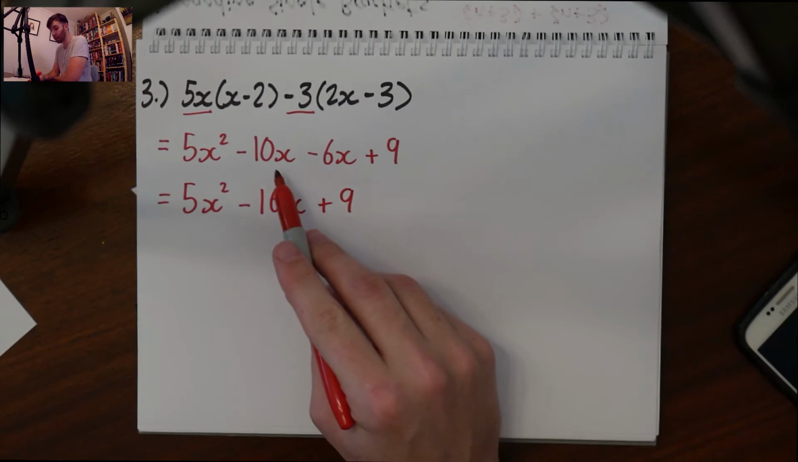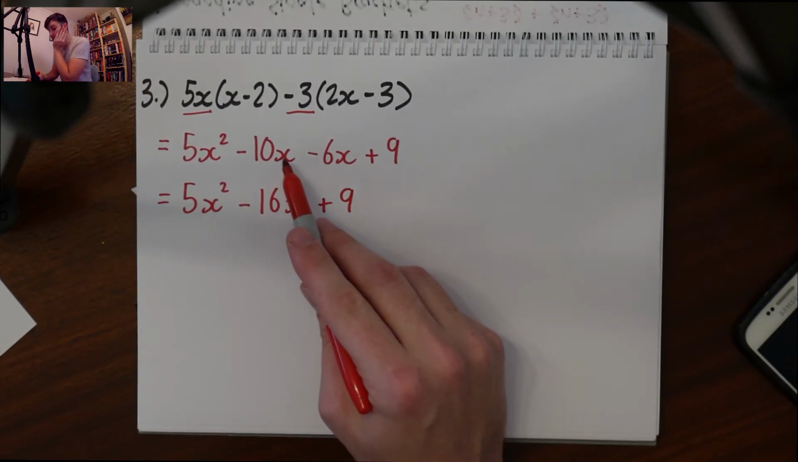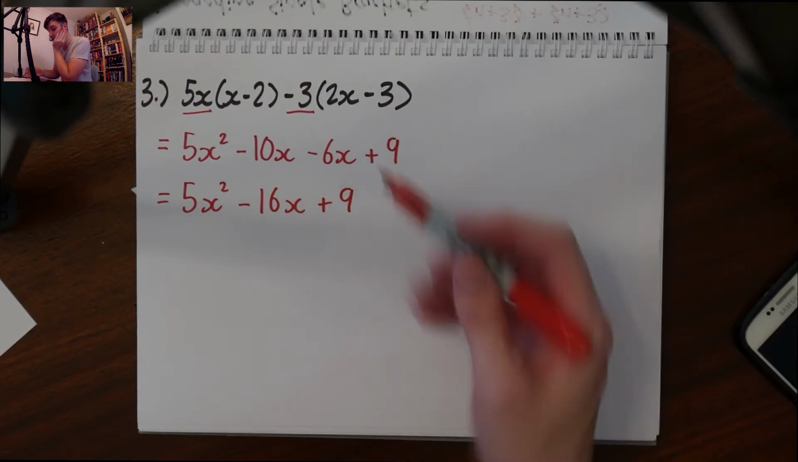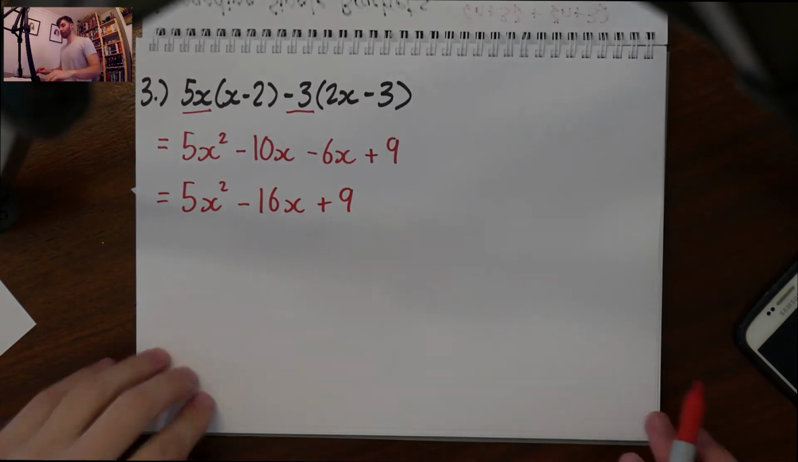So we've collected the like terms in the expressions that finish in the same thing, so x and x in this case. x squared is its own thing, and the 9 is its own thing as well. Cool.